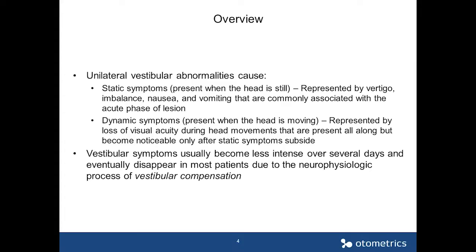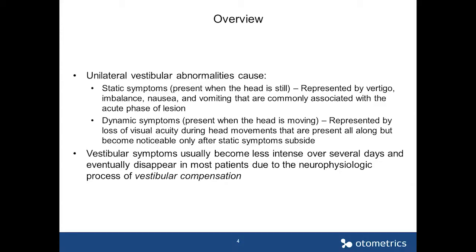We're going to start with the topic of vestibular compensation. When a patient suffers unilateral vestibular loss, such as vestibular neuritis or Meniere's disease, which causes an imbalance in the output of the vestibular receptors, then these patients suffer a series of symptoms. Some of these symptoms are referred to as static symptoms because they're present when the head is still. These types of symptoms typically are characterized by vertigo, imbalance, unsteadiness, and a series of autonomic symptoms such as nausea, vomiting. These types of symptoms are commonly associated with the acute phase of the vestibular loss.